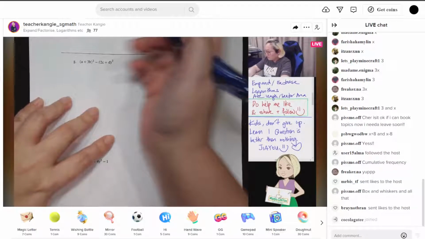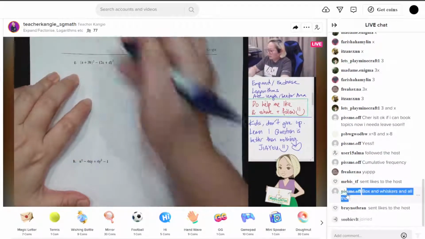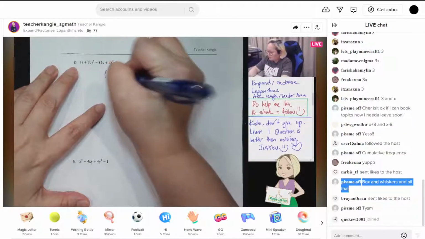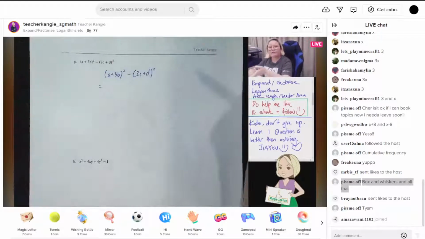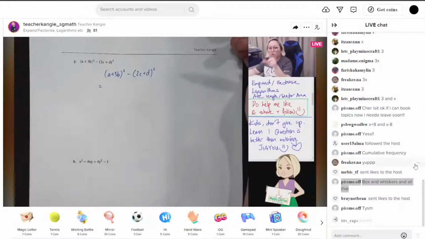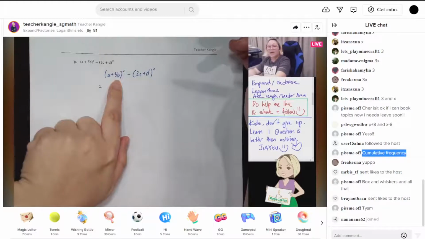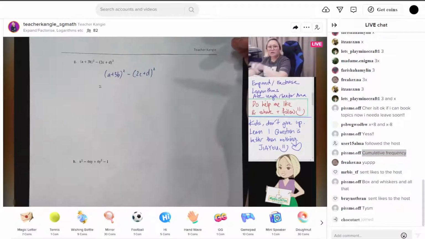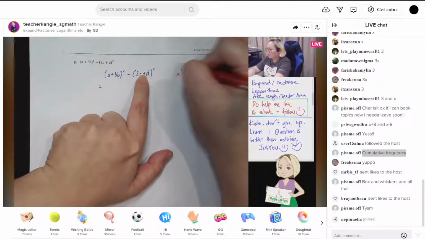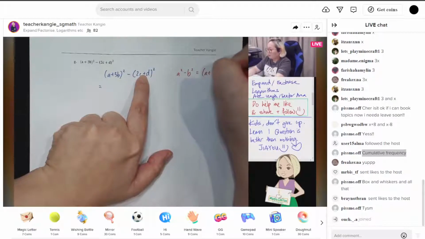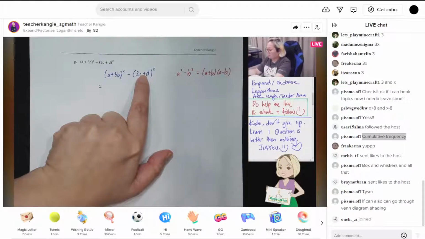Okay, so over here, take note: a plus 3b squared minus 2c plus d squared. This one, they ask you to factorize. Some students do the expansion first, then after that they factorize using the cross method. But if you notice, this is actually a squared minus b squared. It's just that your a is a plus 3b, and your b is 2c plus d. So this one can also use a squared minus b squared equals a plus b and a minus b.